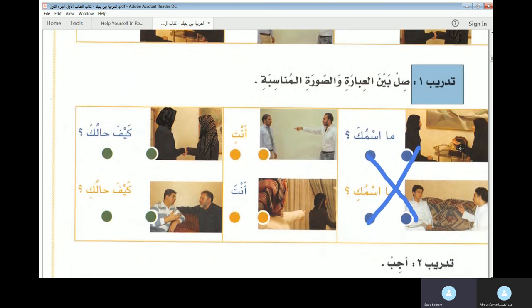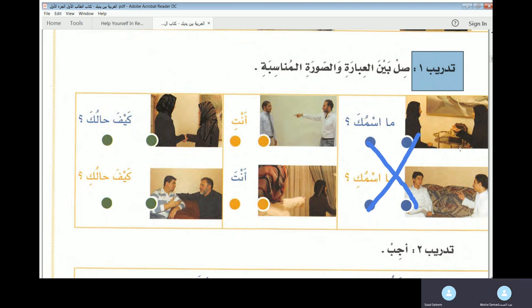Now we have Tadrib al-Awwal. First exercise. What is the meaning of Tadrib al-Awwal? First exercise. Okay. Now repeat after me. Sil bayna al-ibarati wa as-suwarati al-munasibati. As you learned today, when we stop at ta marbuta, it changes into ha. That's why I am saying munasiba.